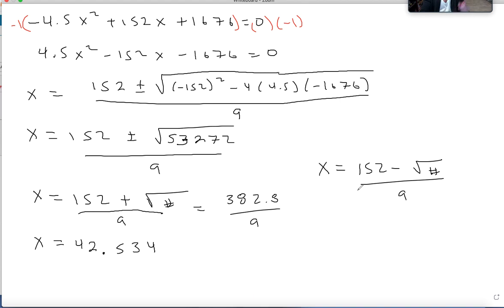152 minus square root 53,272. And when I do that, up here in the numerator, I get negative 78.807, blah, blah, blah. That's still over 9, so that'll do the divide by 9. And that gets me x equals negative 8.756. Cool. Hopefully that's helpful.